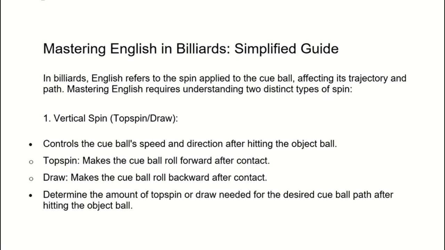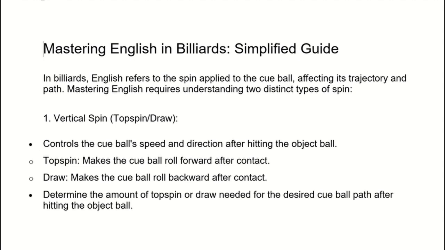Mastering English in billiards. In billiards, English refers to the side spin applied to the cue ball, affecting its trajectory and path. Mastering English requires understanding two distinct types of spin. Vertical or top spin, draw spin, controls the cue ball's speed and direction after hitting the object ball.